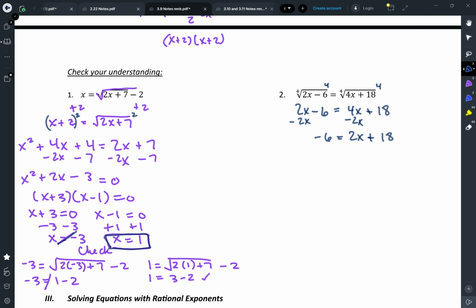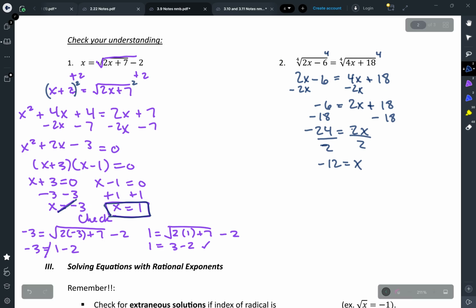The mistake I see on this one is people see the minus 6 and they want to add 6 right away. But that's not what I want to do here. I want to subtract 18, right? Because I want to have x on one side, numbers on the other. So that's a negative 24 divided by 2. x is negative 12. But remember, whenever we solve something that is an even root, we've got to be really careful. Check our answers.